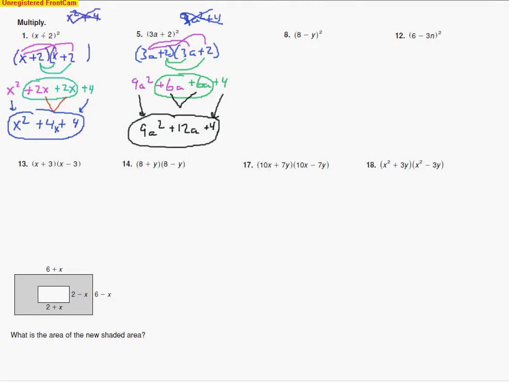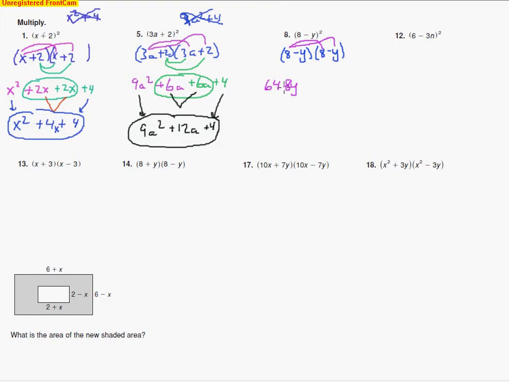Alright, let's take a look at the next one. So here, again, we've got a binomial. The difference here is that it looks like it's in a little different order. So we have 8 minus y. It's called ascending order. It's done the same way, though. We're going to multiply the first terms. That makes 64 this time. 8 and negative y make a negative 8y. Get that 8 in there, squeeze it in there.